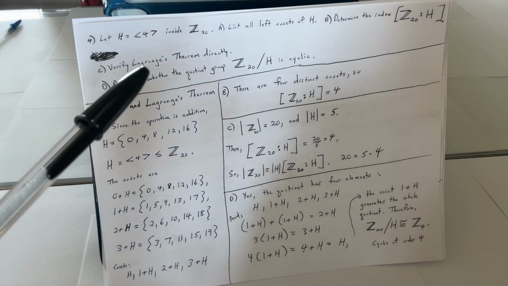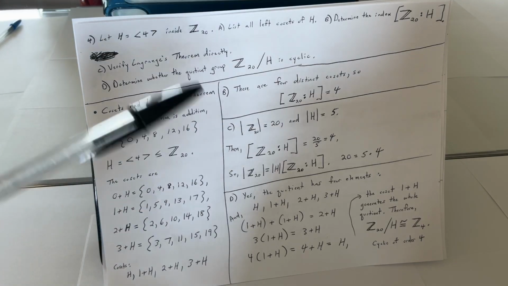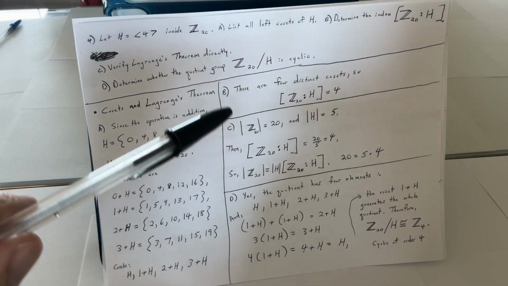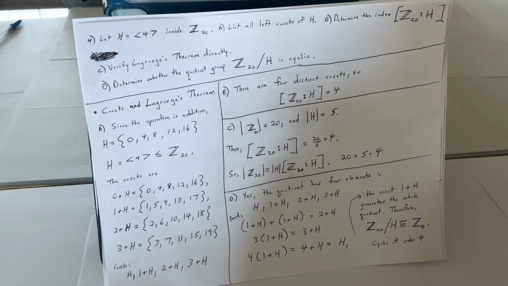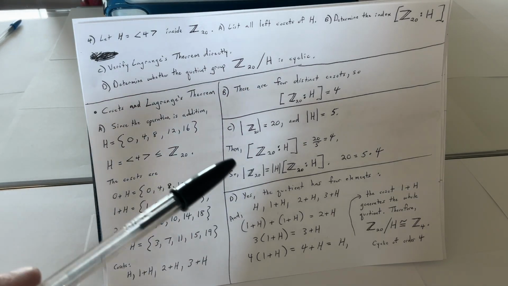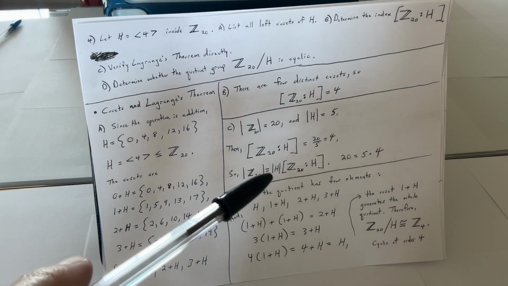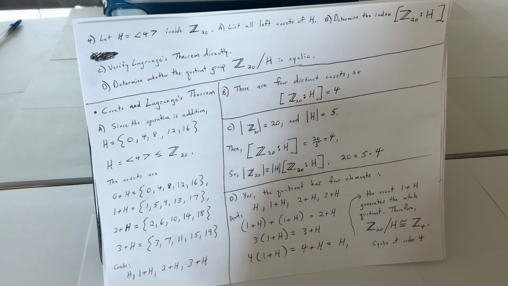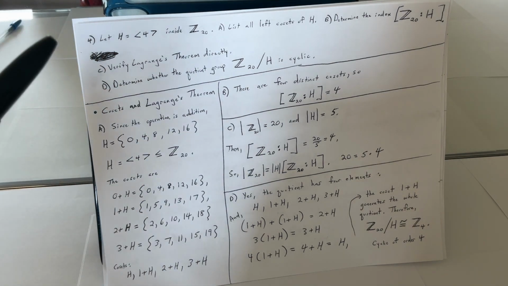For part C, verify Lagrange's theorem directly. The order of Z20 is 20, the order of H is 5, and the index is equal to 4. These orders correspond to one another, and we wind up with 20 verified as 5 times 4, and we're good with that in a condensed notation for C.